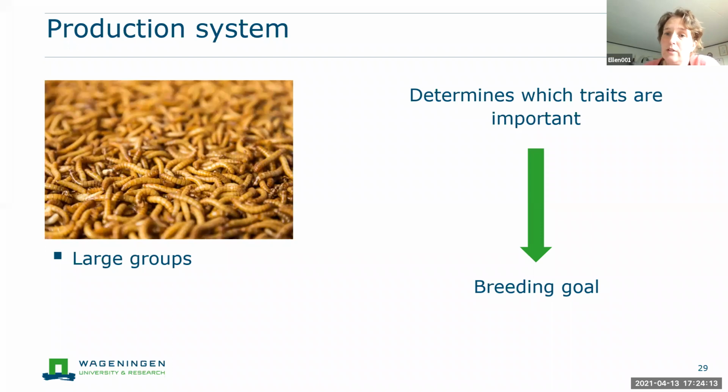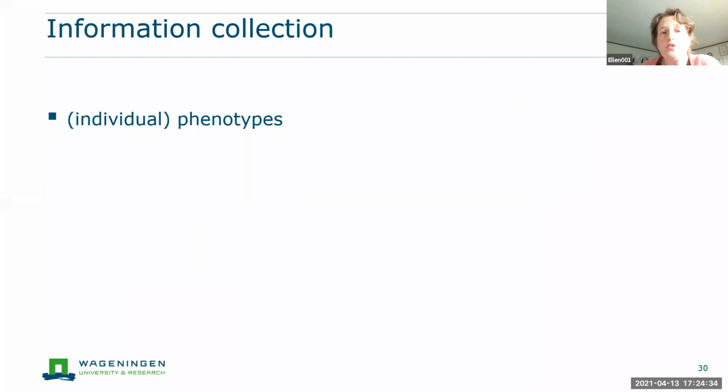In your breeding goal, you include the traits that are important for your population or the traits that you would like to improve, but you can also include some emphasis on your traits that you would like to improve. So which traits would we like to collect? Which kind of information would we like to collect?